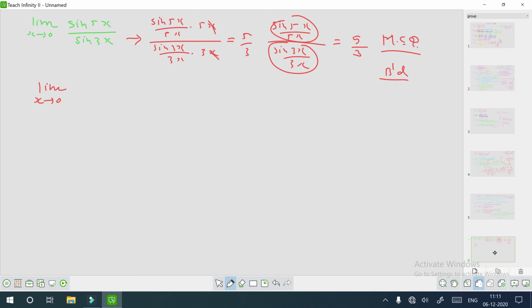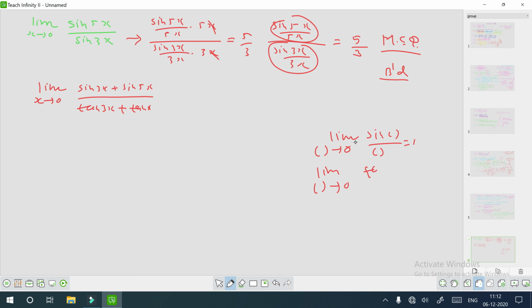Limit x tends to 0, sine 3x plus sine 5x over tan 3x plus tan x. We have a formula in terms of sine and tan. What is the formula of sine? Limit theta tends to 0, or limit some angle tends to 0, sine of some angle over some angle is equal to 1. Same way, another standard form: limit some angle tends to 0, tan of some angle over some angle is also equal to 1.